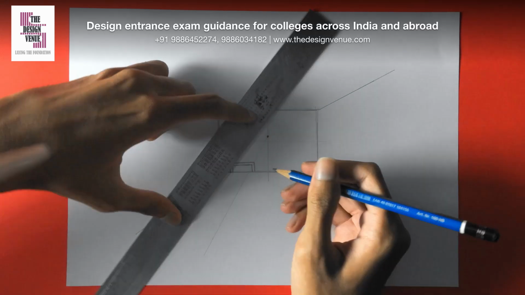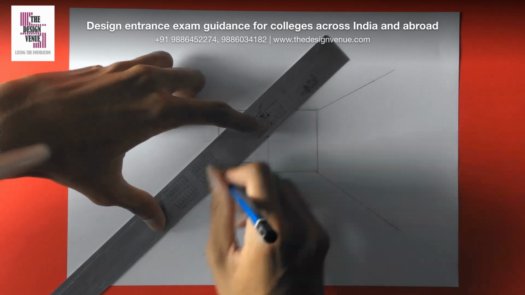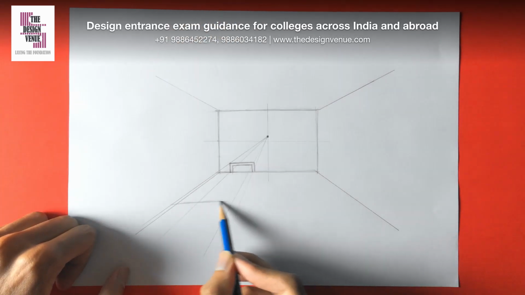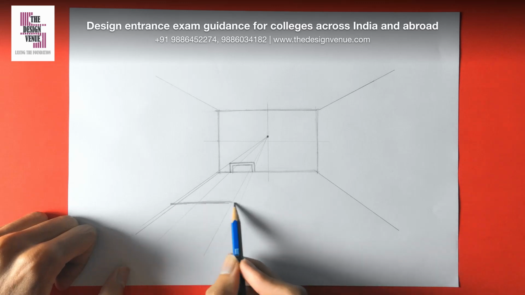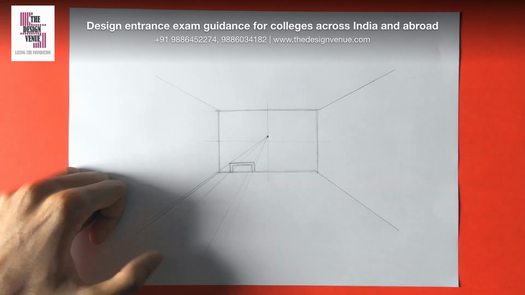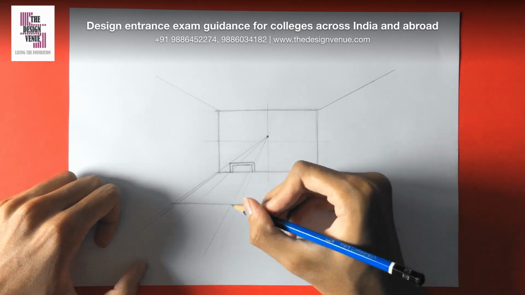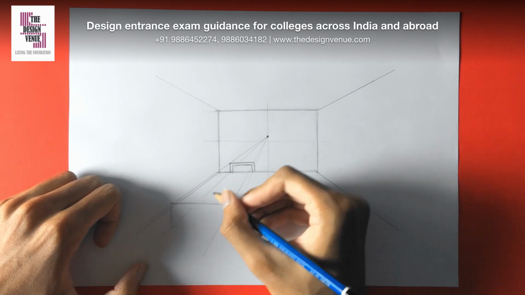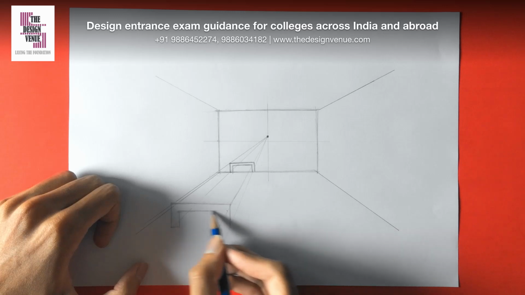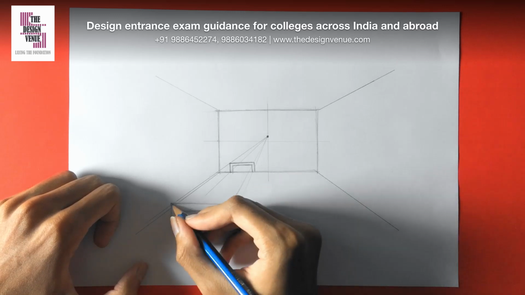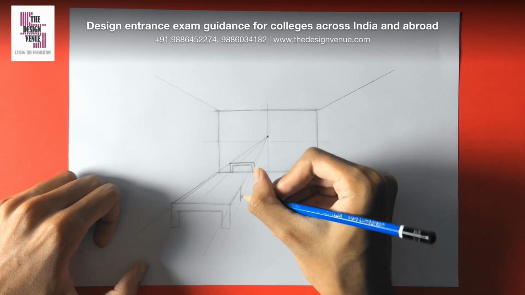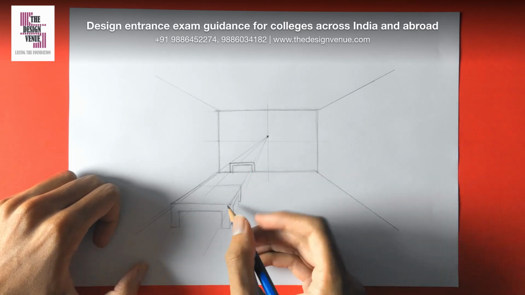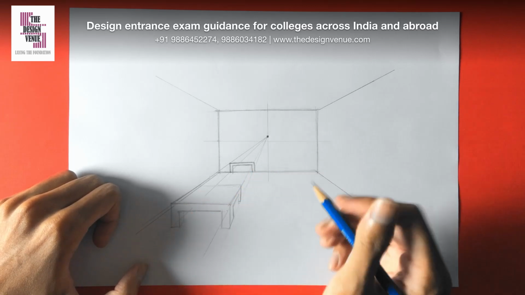Once we have the cross section, we can extend the lines from the vanishing point. Once you have extended the cross section, you can decide how long the bench can be.